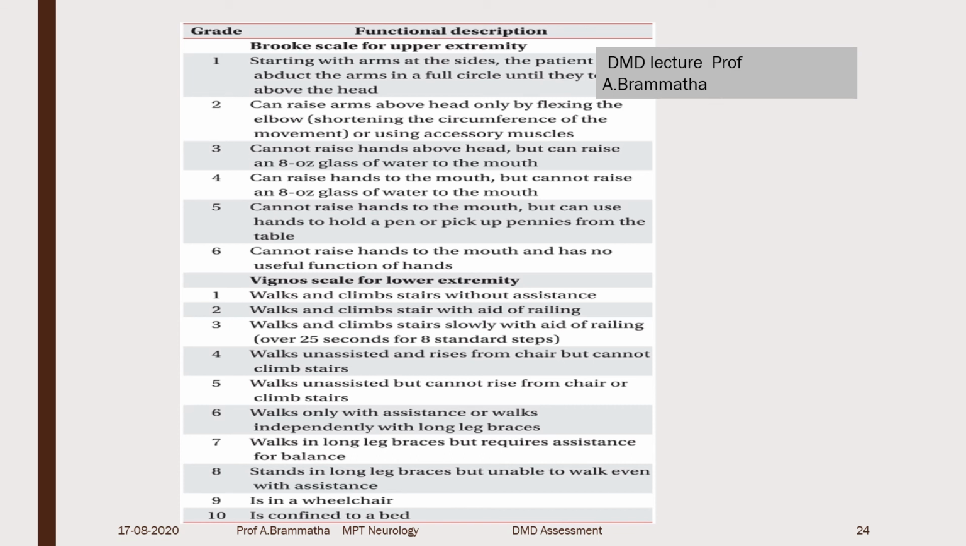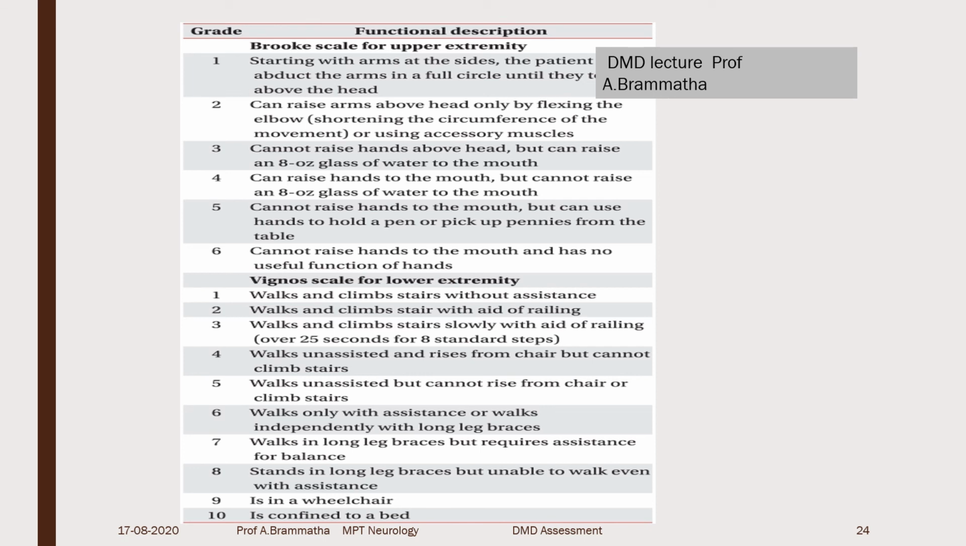And you have Vignos's scale. He has given a grading for lower extremity functional dependence. That is grade 1, walking and climbing stairs without assistance, you give grade 1. Walks and climbs stairs with the aid of the railing, you give grade 2. What is grade 3? Walks and climbs stairs slowly with the aid of railing. So maybe a time count could be added up here.